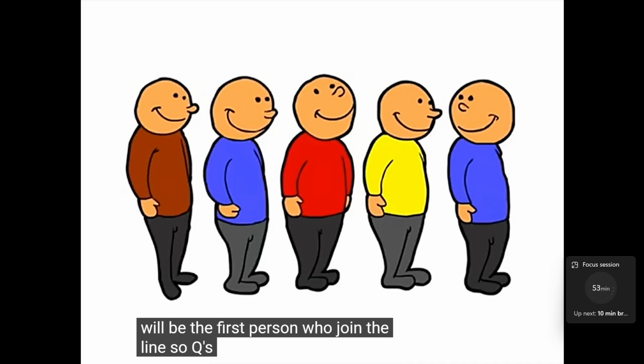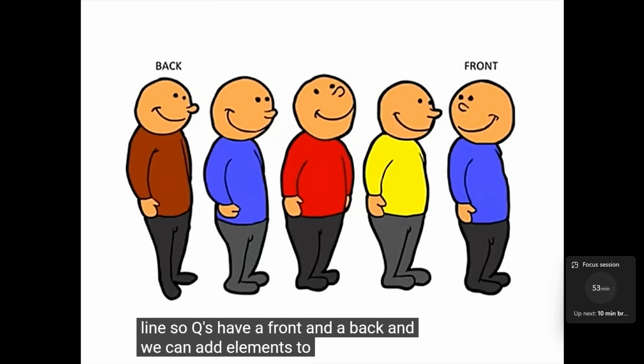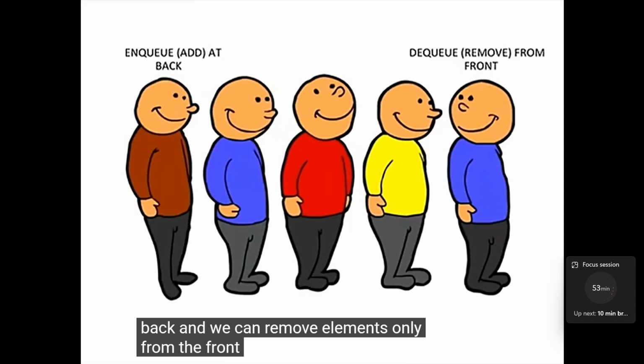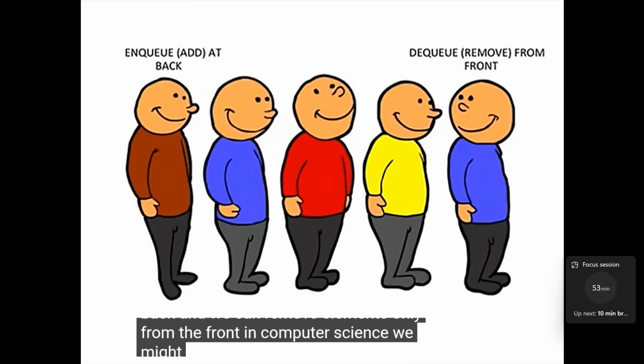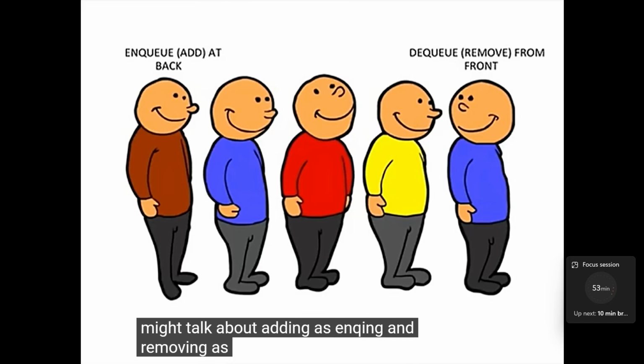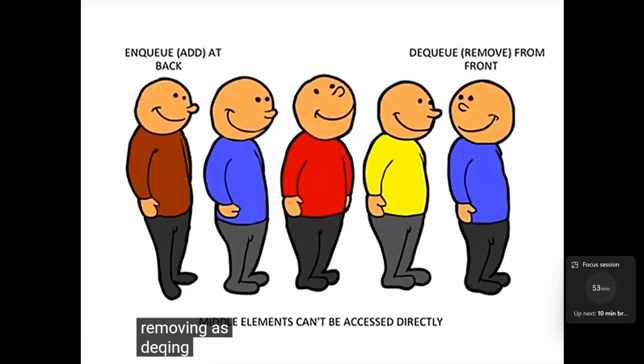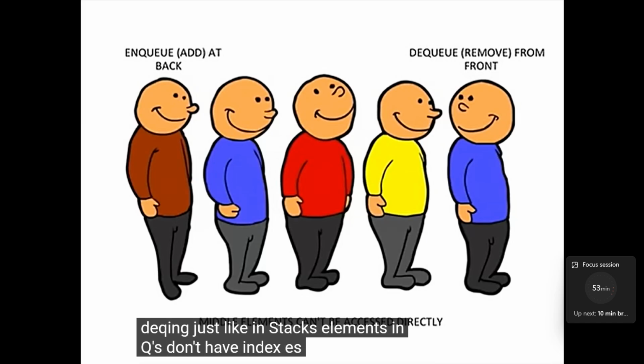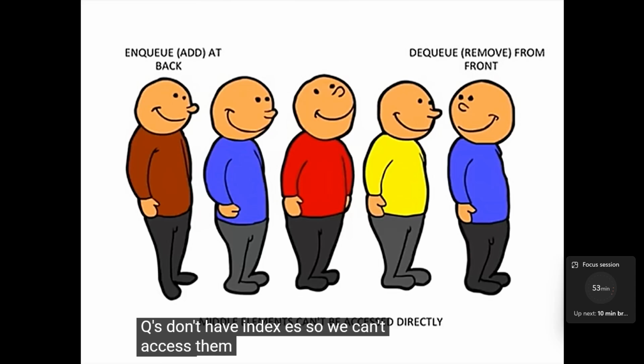So queues have a front and a back, and we can add elements to a queue only from the back, and we can remove elements only from the front. In computer science, we might talk about adding as enqueuing and removing as dequeuing. Just like in stacks, elements in queues don't have indexes, so we can't access them directly.